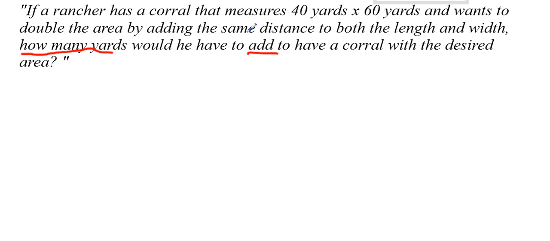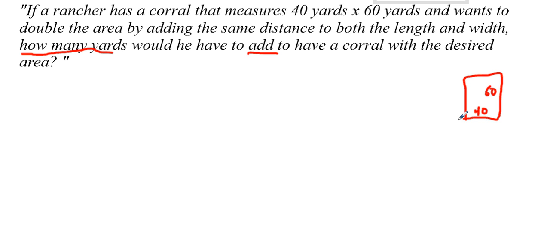Now I know what they're looking for, so I'm going to start with a picture. I have this corral, so I'm going to go over to the corner of my screen and draw a corral. We'll make it a rectangle. It is 40 yards by 60 yards. There it is. Okay, we want to double the area by adding the same distance to both the length and the width. So I'm going to add on to my corral.